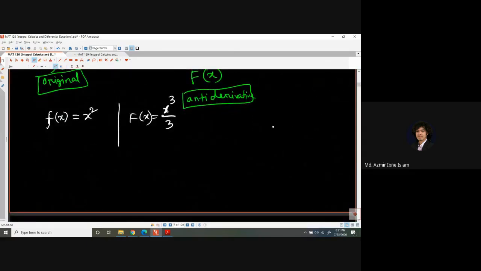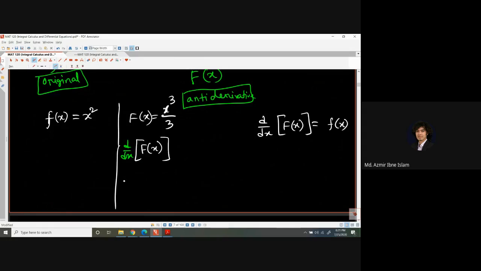So the relation that we have is that if we differentiate capital F(x), we will get the main function back. So let's verify. If we differentiate the function, d/dx of that function F(x), let's see what happens.